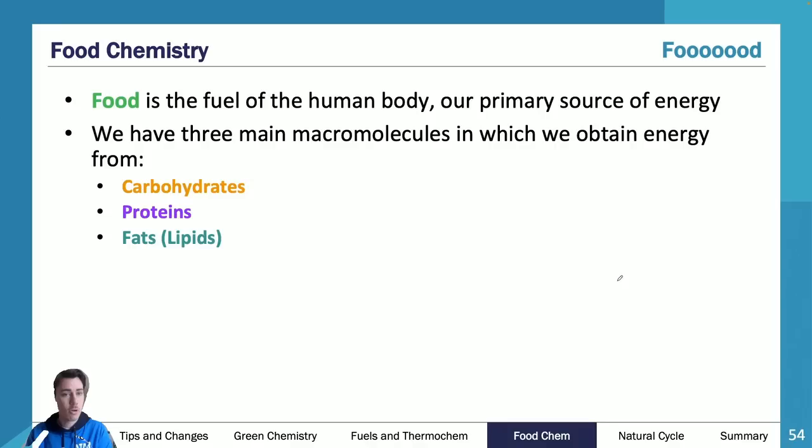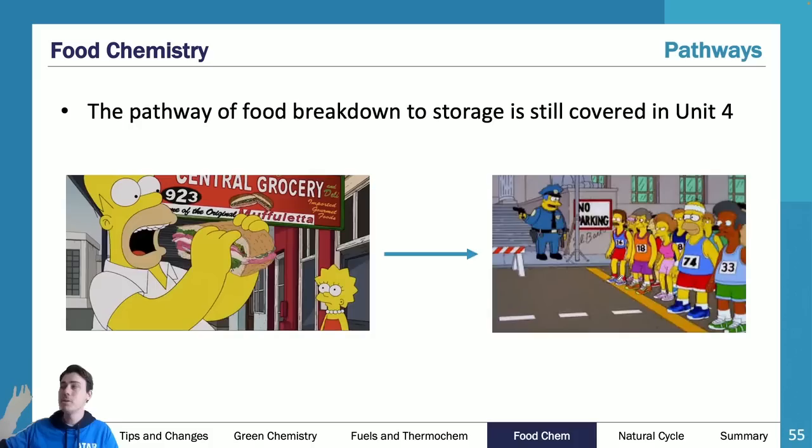The pathway of food breakdown to storage is a really big aspect of this, but it's also not covered in this area of study. So you don't need to know this until Unit 4 area of study 2. It's a bit in both. It's really important. It comes up in Unit 4.